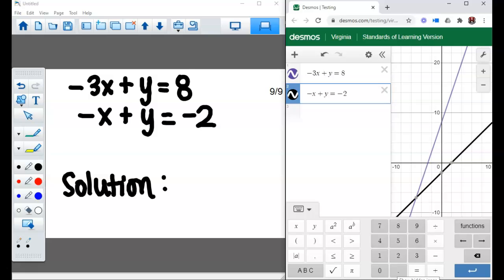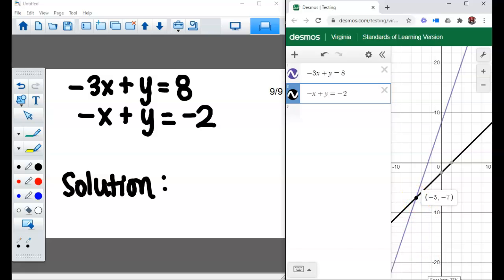That line is shown in black. I'm looking for where the purple line and the black line intersect, which is right here. So if you'll click on that point, then you find out that the solution is the ordered pair negative 5, negative 7.